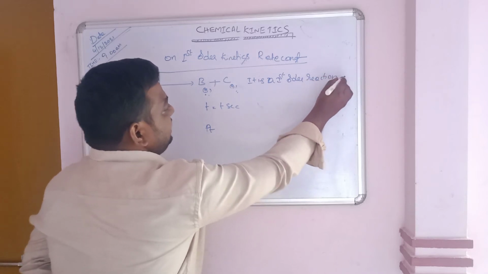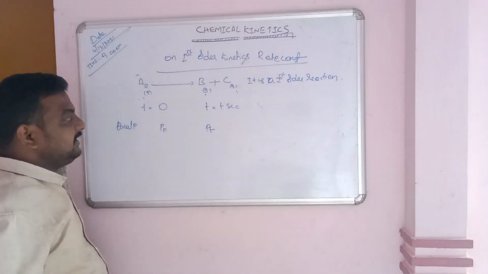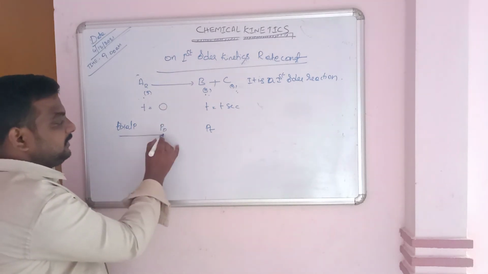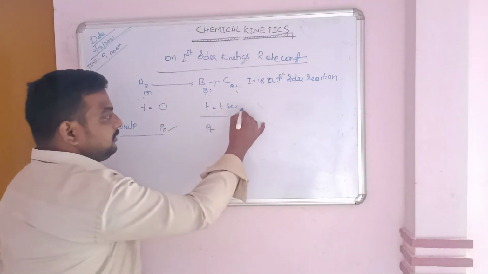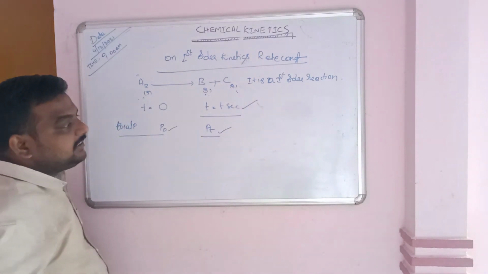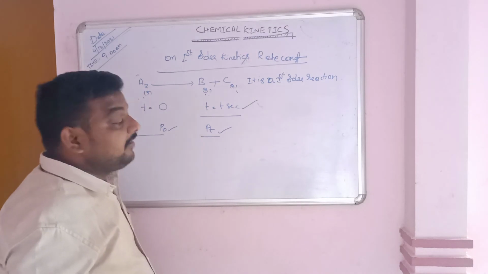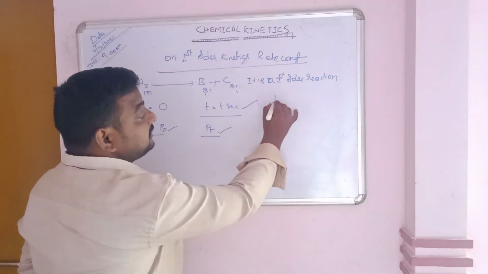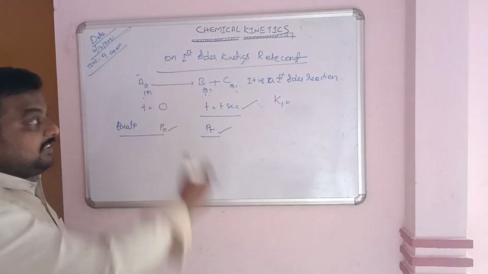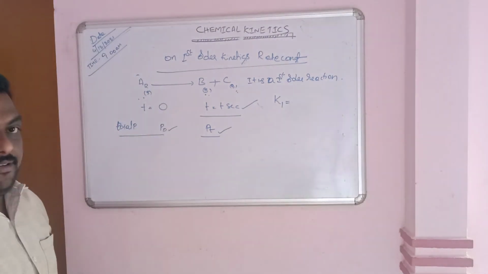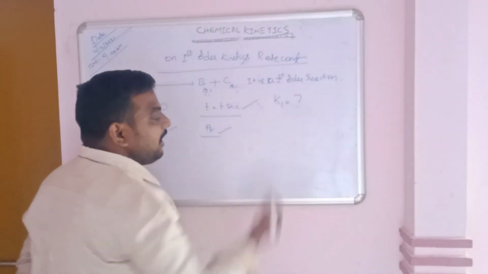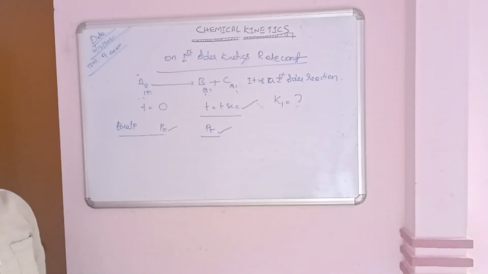For this reaction, data is given. At time t = 0 seconds, the total pressure is P naught. At time t = t seconds, the pressure is Pt. Then what is the value of the rate constant K1 for this gaseous reaction?